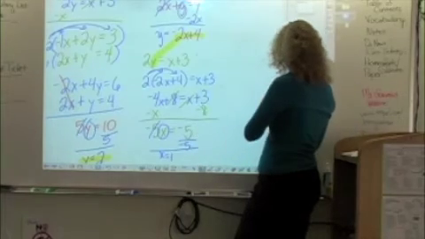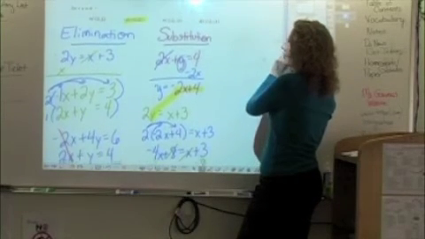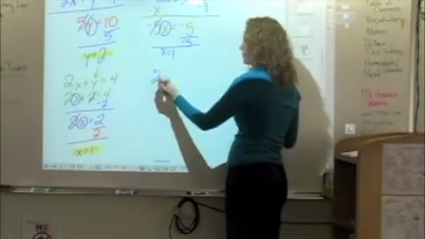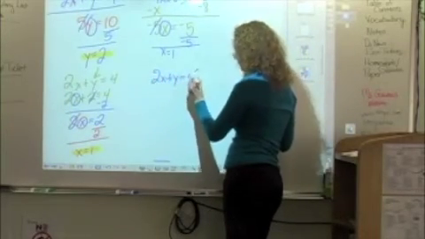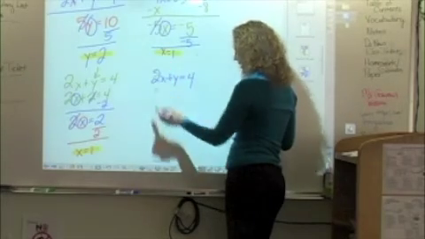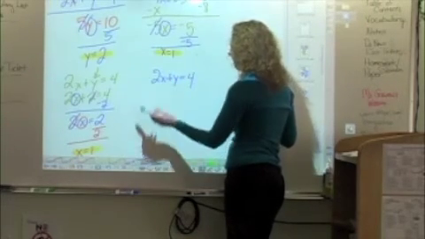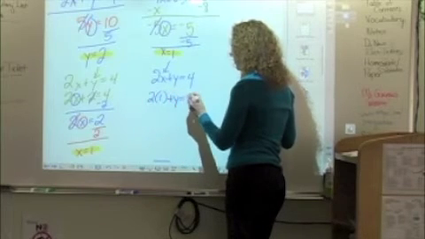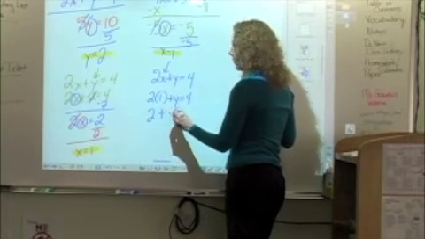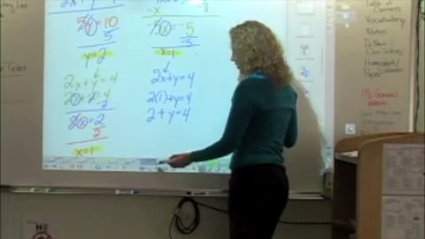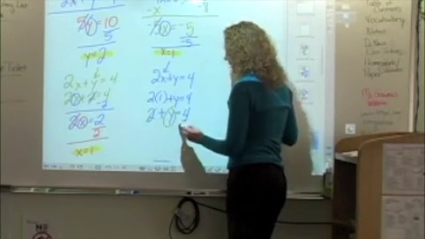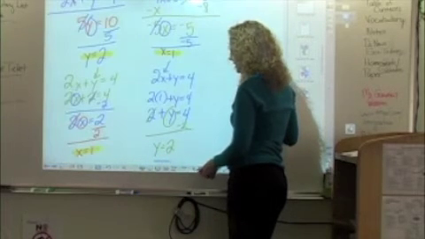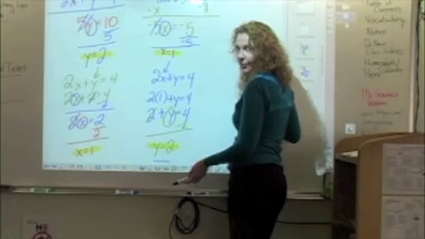Now again, I just substitute in. Doesn't matter, we'll do the 2x plus y equals 4. So 2x plus y equals 4. So I'm going to substitute in my x equals 1. So I have 2 plus y equals 4. Solving for y, I subtract 2, and I get that y equals 2. So you'll see that it's still the exact same answer.